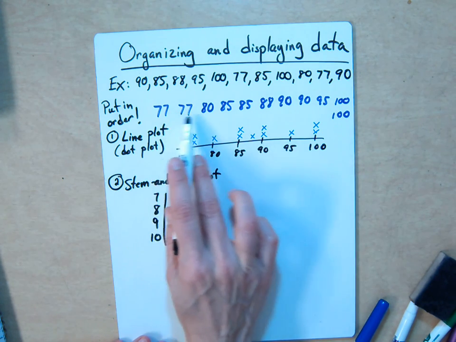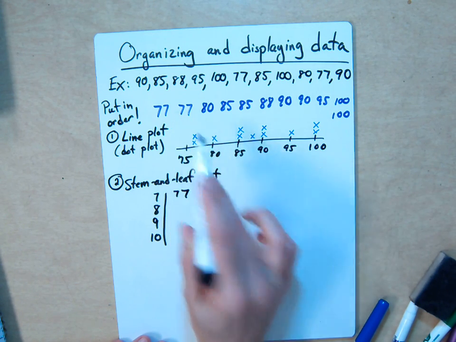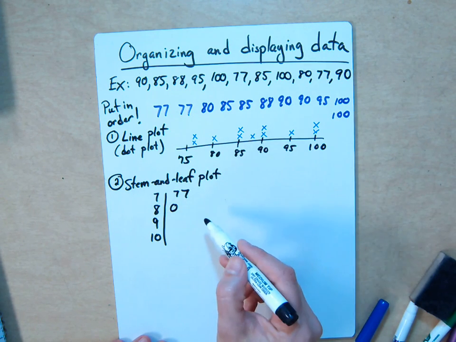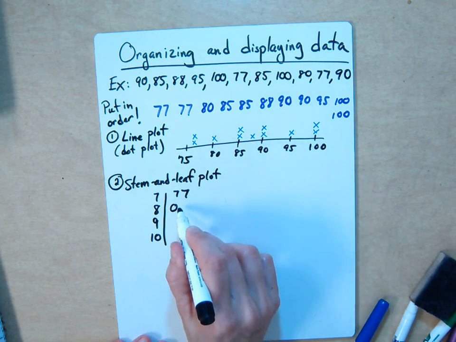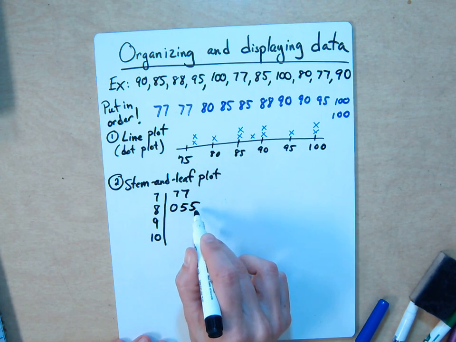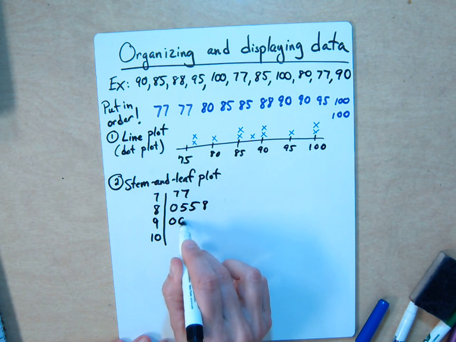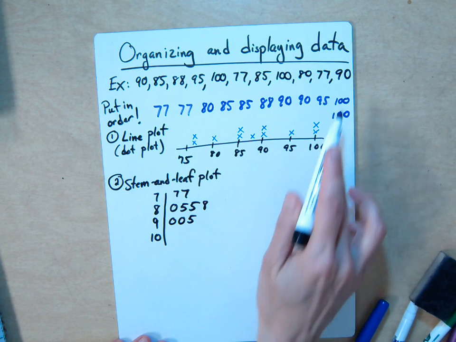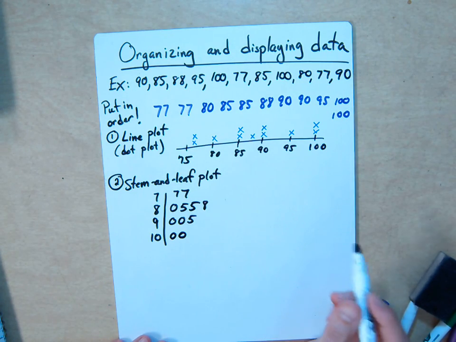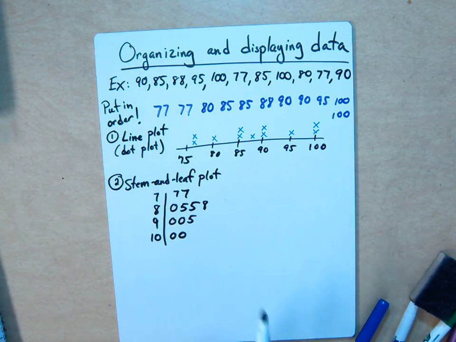So we have two 77s. So you just write 7, 7 for the 77s. We have an 80, so you just put a 0. That represents the number 80. Two 85s. So you go in order. So there's two 85s. There's an 88, there's two 90s and a 95, and there's two 100s, so you put a 0 and a 0. And that lets you see the distribution. It's just in a different orientation.